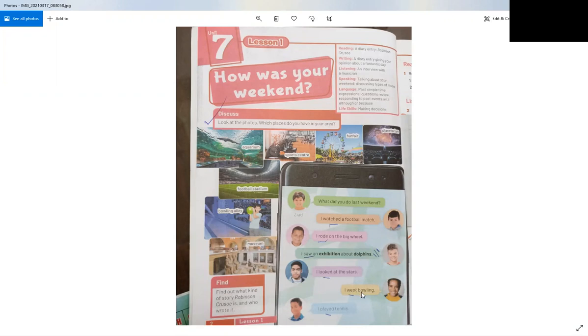I went bowling. We always use verb go with sports or activities that end in ing. We say go bowling, go swimming, go running. So the past here, I went bowling. And then the last sentence, I played tennis.